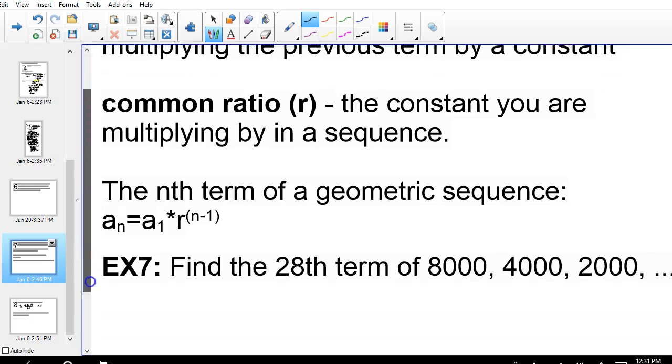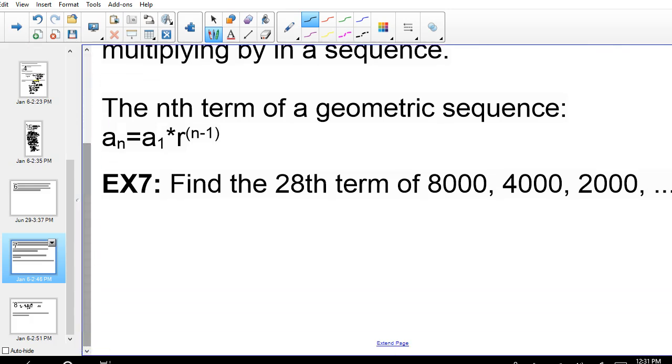Okay, so I could have given you this problem before I even asked you to look at that formula. I could have said find the 28th term, and what are you doing each time? Here, to go from 8,000 to 4,000 to 2,000, what are you doing to each number? You're dividing by 2, so you could just keep dividing by 2 until you get to the 28th term, and you could give me that number. However, it's going to be a little quicker to use the formula on this. Plus, you don't have quite as much room for error.